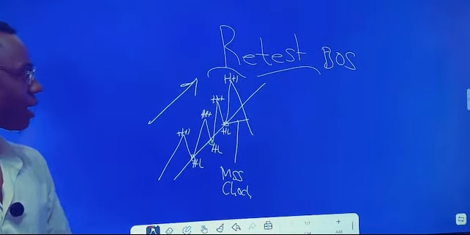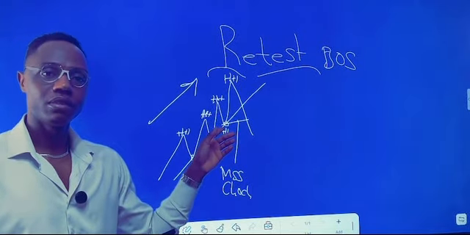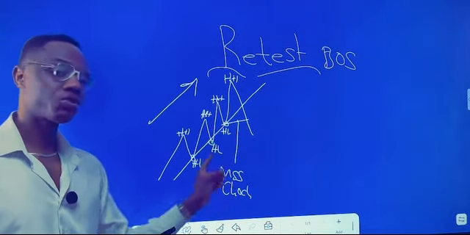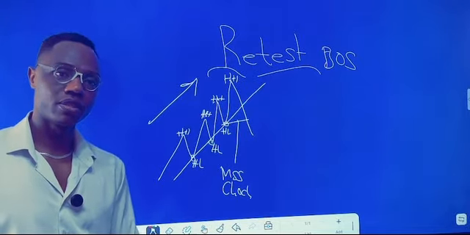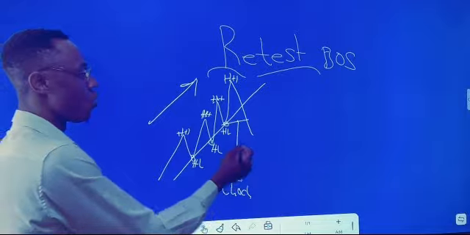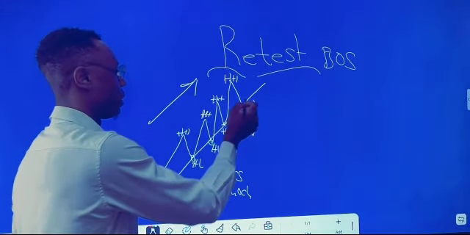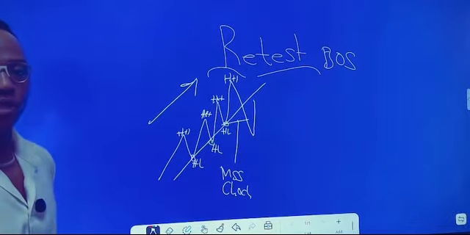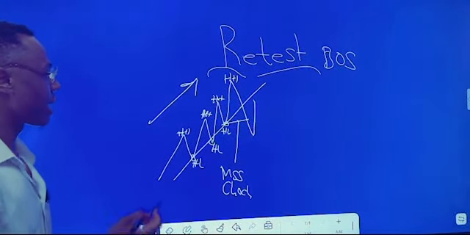But you do not enter from here. You don't have to enter just because you've seen a market structure shift or change of character. You need to see other confluences or other confirmation. So wait for the price to come back to the retest zone. And I told you why retests do happen.